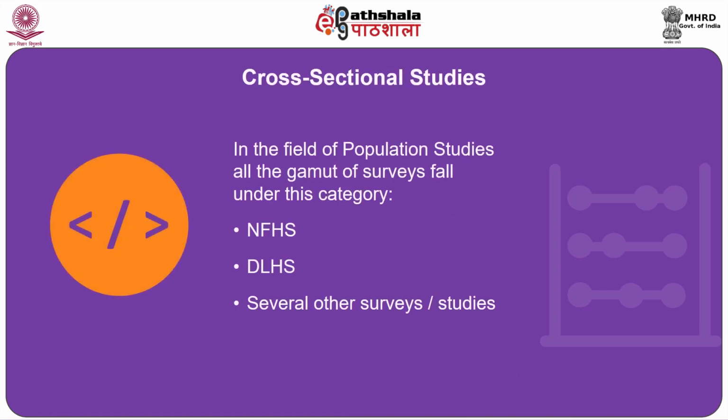In epidemiological terminology, these are known as prevalence studies, wherein the researcher examines the relationship between exposure and outcome prevalence in a defined population without regard to changes over time. Researchers take a measurement, that is example health condition of a problem at a single point in time, like a snapshot. In the field of population studies, all the gamut of surveys fall under this category, such as National Family Health Survey, district level health surveys, several other surveys or studies.